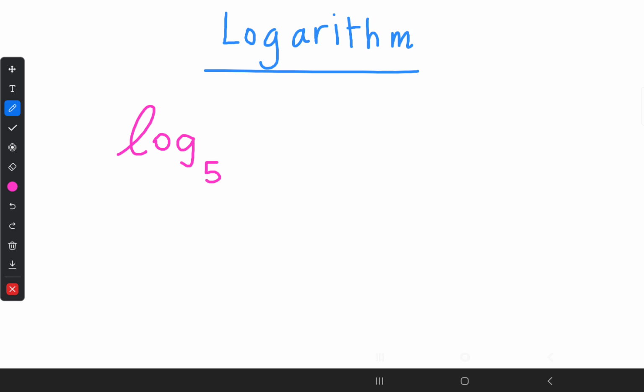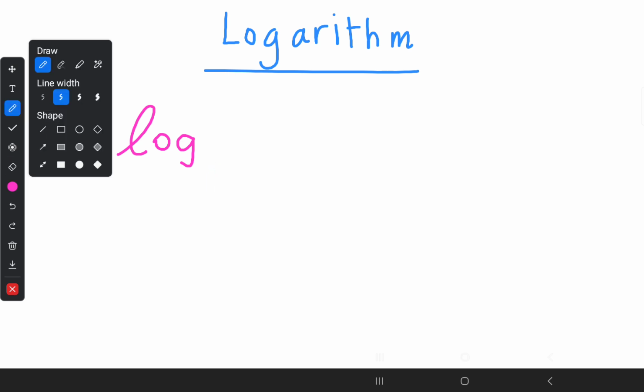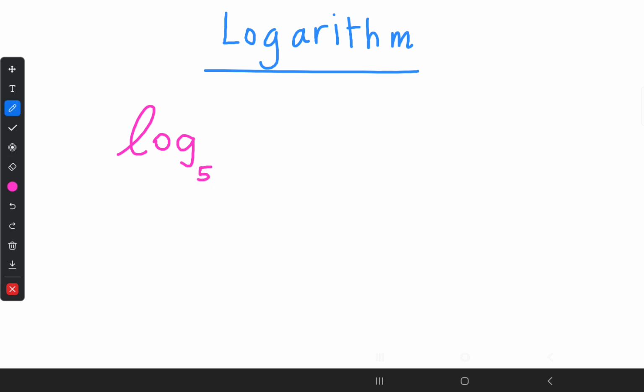The base should be located a little below the wording log, and it should be a little smaller. You cannot write log 5 like that. The perfect orientation of this letter would be a little lower. This would be a lowercase letter, so it should be located below the word log.